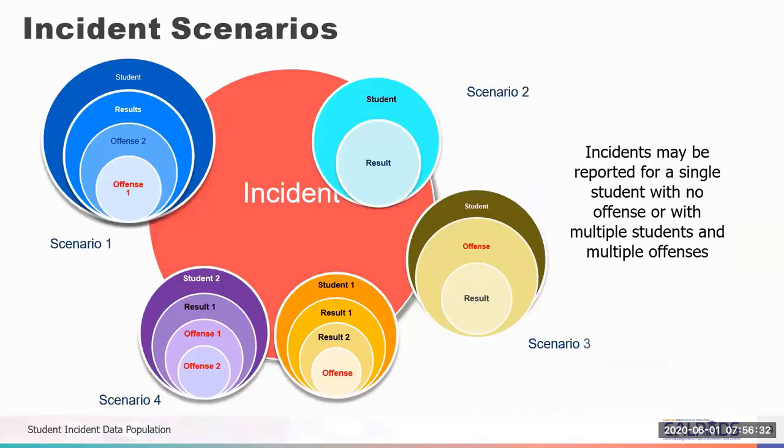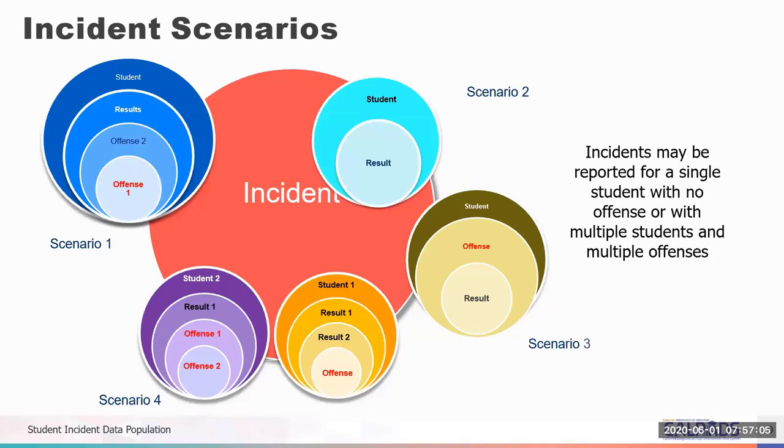So there are several different ways to report an incident. There are several different scenarios in which incidents have different data types. Here we have an example of 4 different incidents. In scenario 1, we have a single student incident where the student committed multiple offenses. You can see 2 circular bubbles for the 2 offense records.